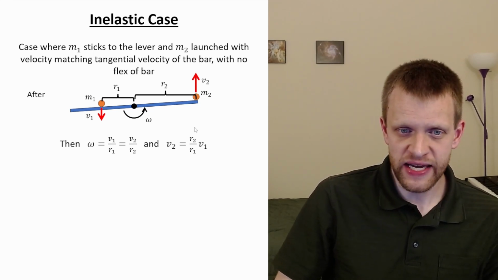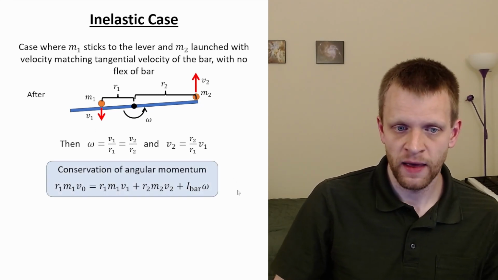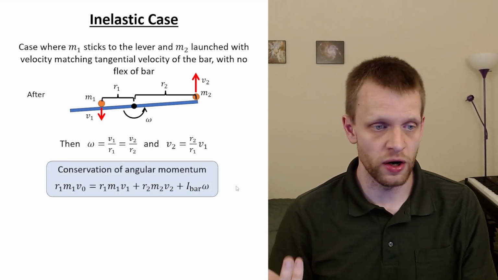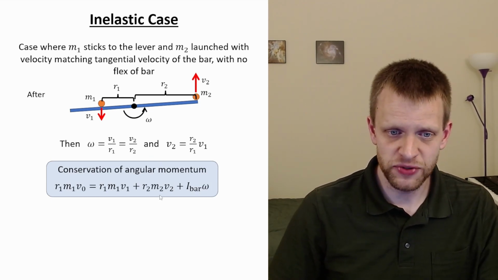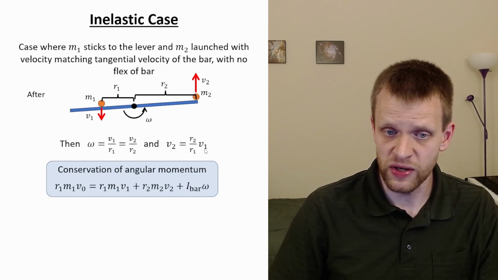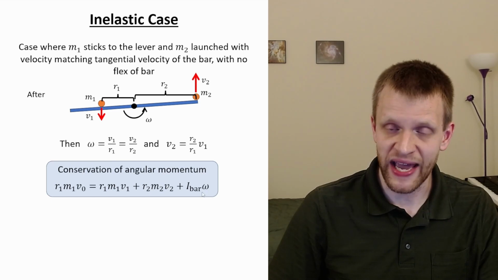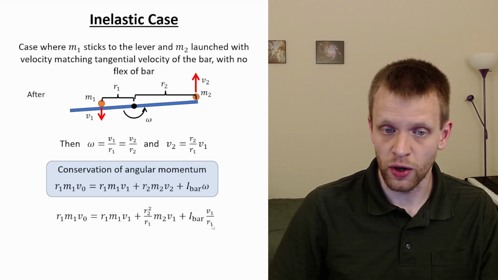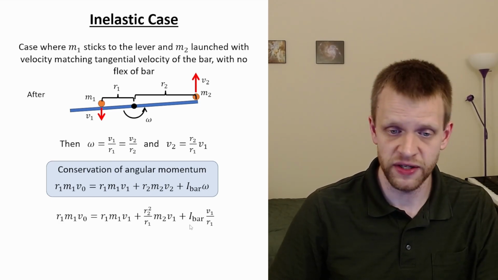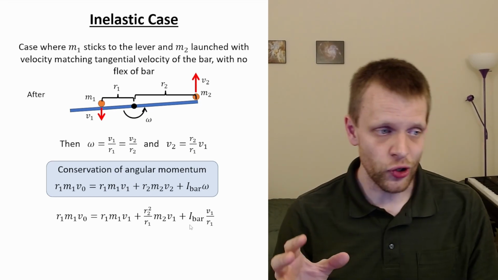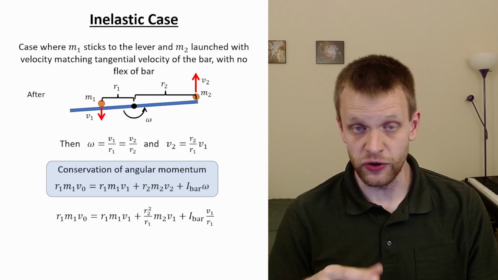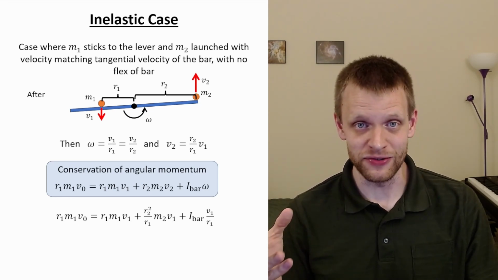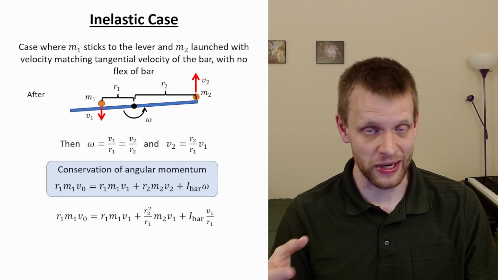So let's take these conditions and plug them into our conservation of angular momentum equation. If I sub some of these in, I can replace V2 with R2 over R1 times V1, and I can replace this angular velocity with V1 over R1. That's all I've done here. I'm not going to go through all the algebra steps. There are some algebra steps that I skip in here. If you want to see me make a video with lots of algebra steps, I can do that.